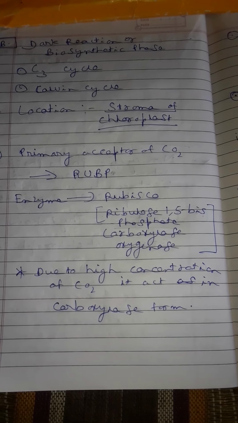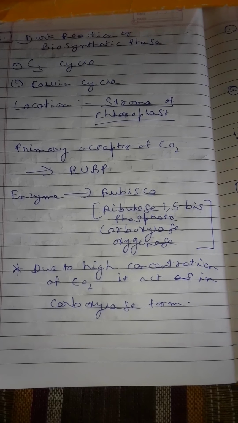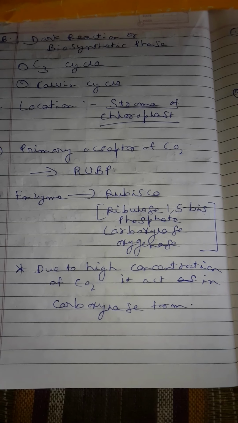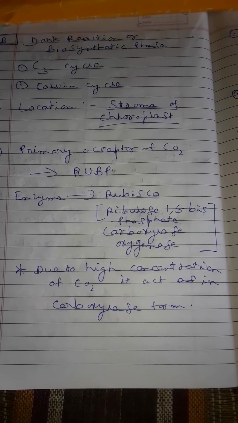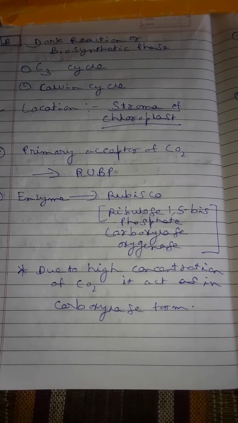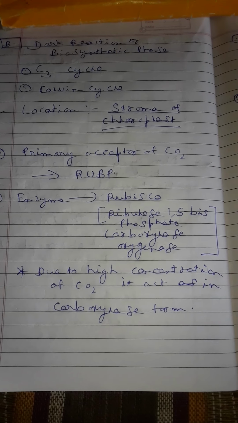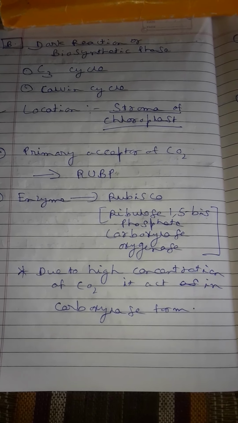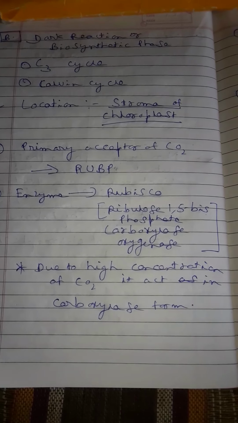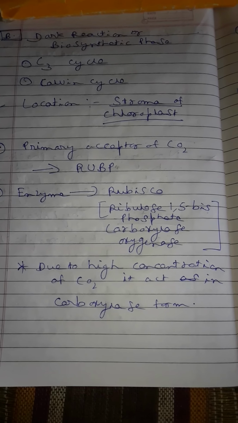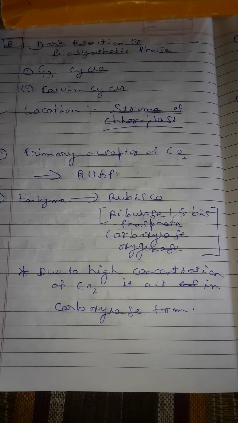Now let us understand a few points about Calvin cycle or dark reaction or biosynthetic phase of photosynthesis. It is also known as the light independent phase of photosynthesis, hence it is also known as dark reaction. Primary acceptor of carbon dioxide here is RuBP. What is RuBP? RuBP stands for ribulose 1,5 bisphosphate. The enzyme which helps in fixation of carbon dioxide is Rubisco. It is ribulose 1,5 bisphosphate carboxylase oxygenase.